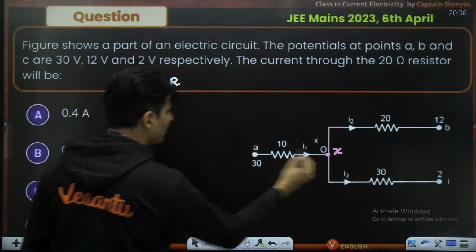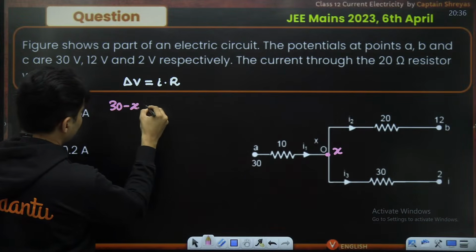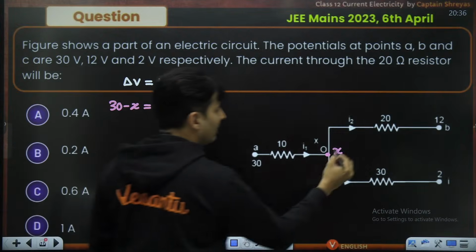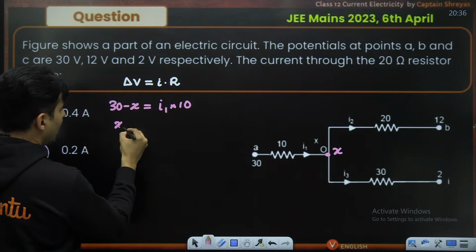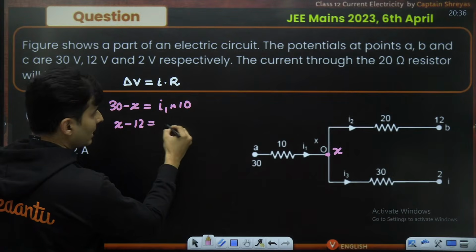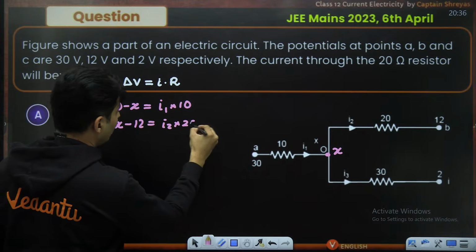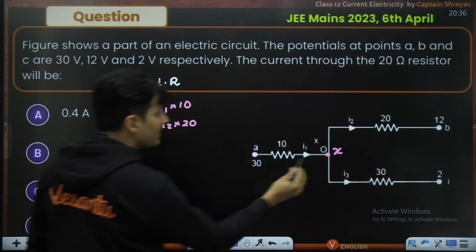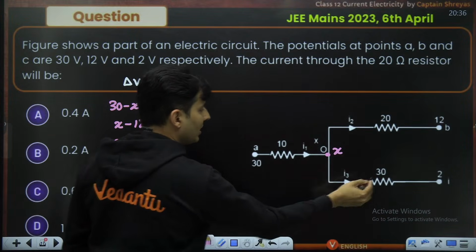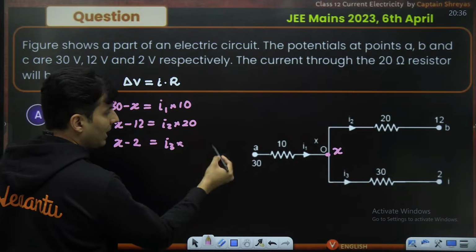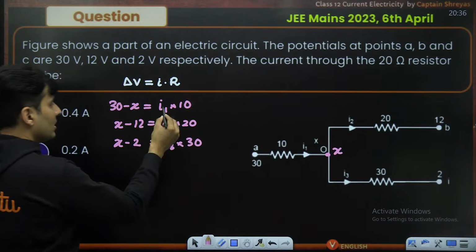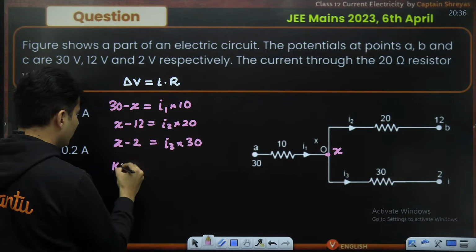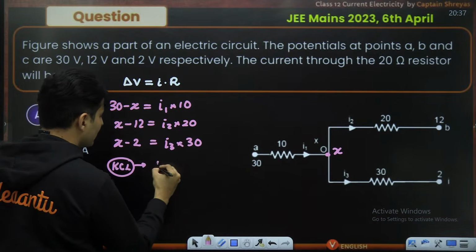So, the voltage difference over here, 30 minus X, is I into R, that means I1 multiplied by 10. Same way over here, I can say X minus 12 is I2 multiplied by 20, and X minus 2 is nothing but, what is X minus 2 guys? It is I3 multiplied by 30.